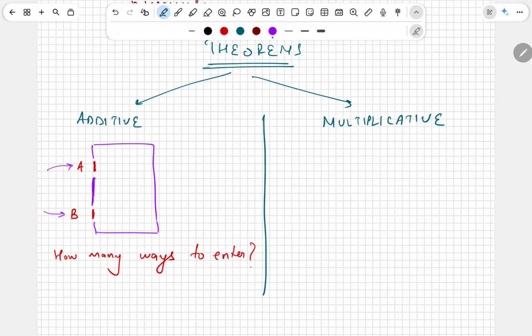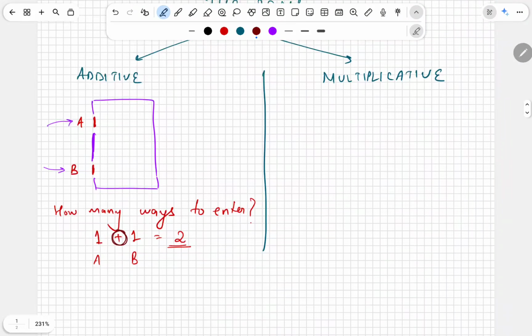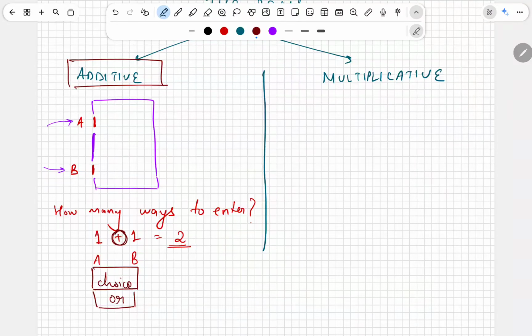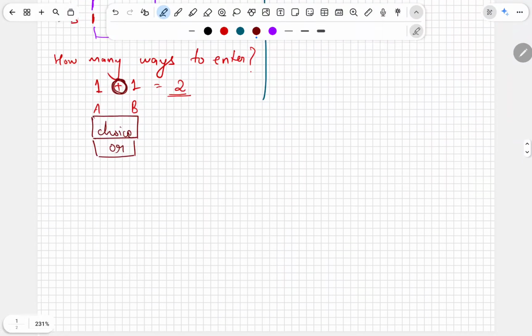How did we calculate 2 choices? I wrote first choice, door A. Then I wrote second choice, door B. So technically I wrote one choice A plus another choice B, and I got 2 choices. So what we did, we added them. Whenever you have a choice, whenever the word or is used, then it is additive theorem and we will add the things.